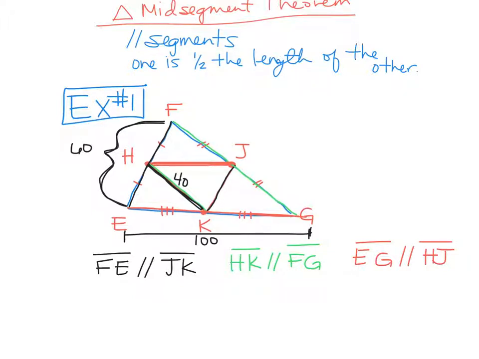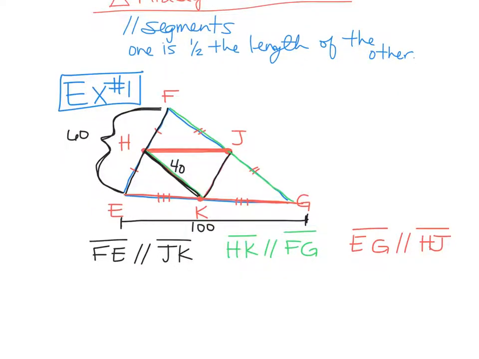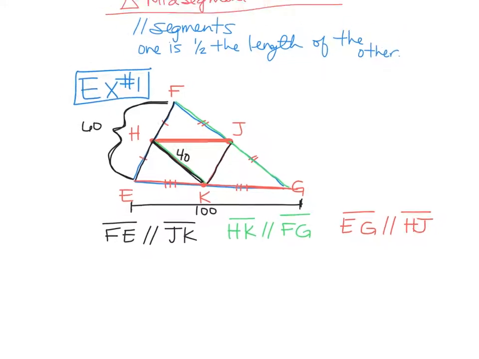One's always going to be half as much or double, depending on, yeah, Cameron. So would FG be 101 or 60? FG? Yeah. What is FG parallel to?